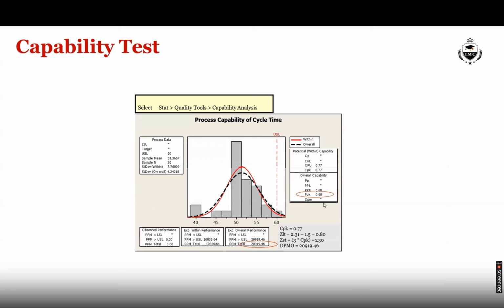We get a CPK value which is equal to 0.77. If we go to that Z sigma value table, we will see the corresponding value of CPK is 2.30 ZST. That is the value. But one thing, if you notice, CPU and CPK are the same.